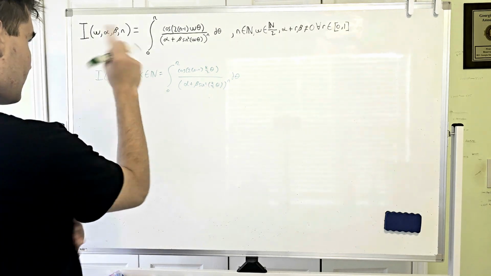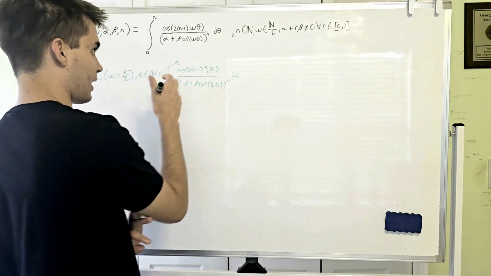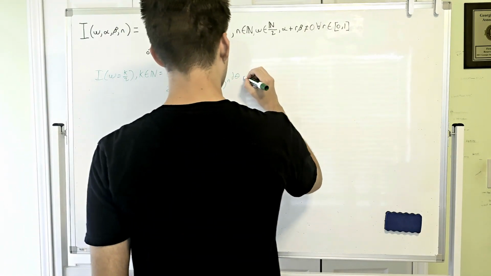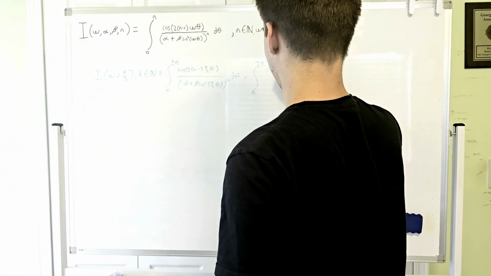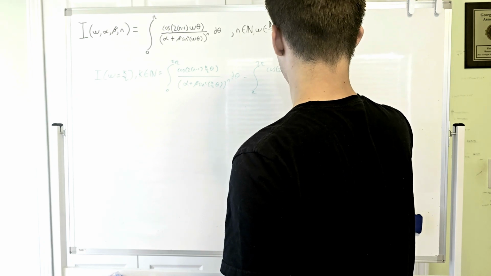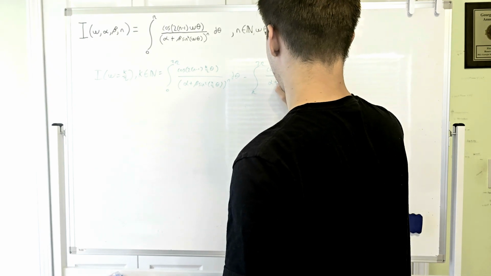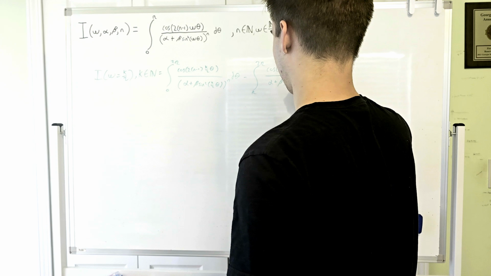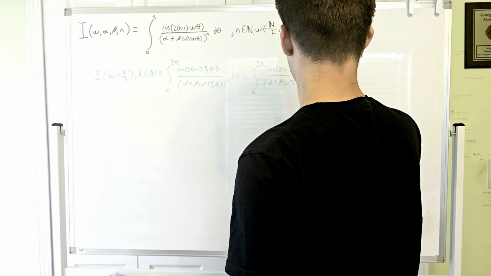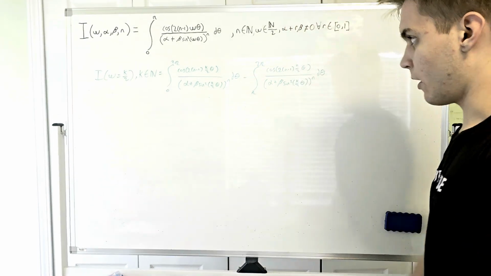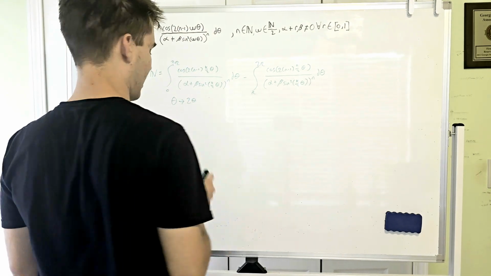Okay, so that's what the integral looks like. Now, I'm going to rewrite this as not the integral from 0 to pi, but the integral from 0 to 2 pi minus the integral from pi to 2 pi of the same thing. Okay, now, for this one, we can just do a substitution. Theta goes to 2 theta. Now, just a preface.